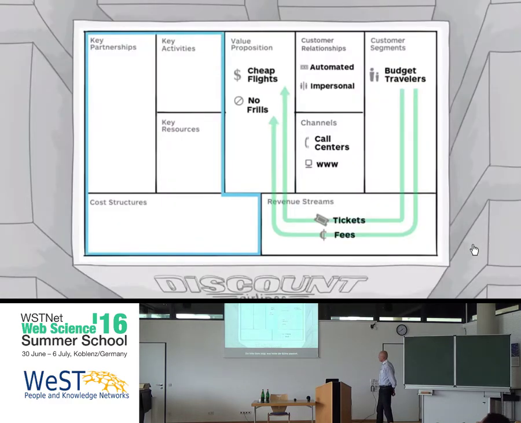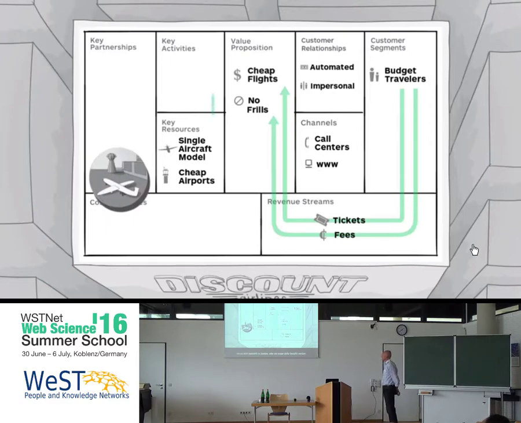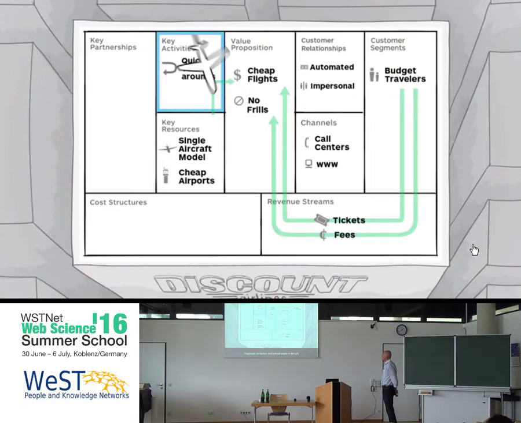The left side of the canvas is what's going on backstage. Like their choice of key resources, they reduce maintenance and training costs by using a single aircraft model for the whole fleet. And they only fly to cheap airports where it's cost efficient to land, or where they even get paid to touch down. Planes that do land have quick turnarounds, so they get back in the air earning money as quickly as possible.